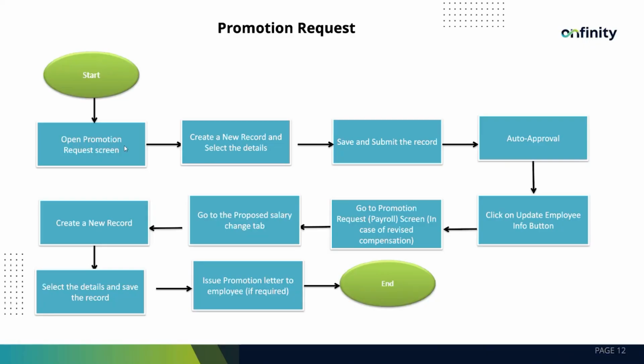Next, let's go through the steps involved in the promotion request process. To begin, open the promotion request screen, create a new record, and select the required details. Save and submit the record. The record will be automatically approved. Next, click on the Update Employee Info button. Then navigate to the Promotion Request Payroll screen, if it's a case of revised compensation. Then go to the Proposed Salary Change tab. Create a new record, fill in the necessary details, and save it. If needed, issue a promotion letter to the employee.